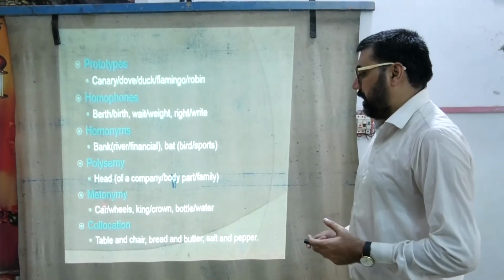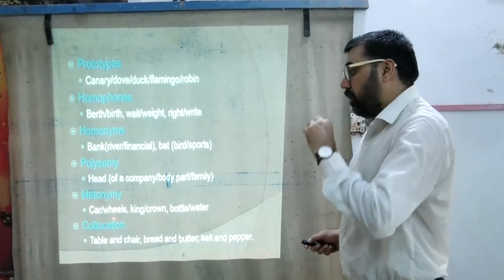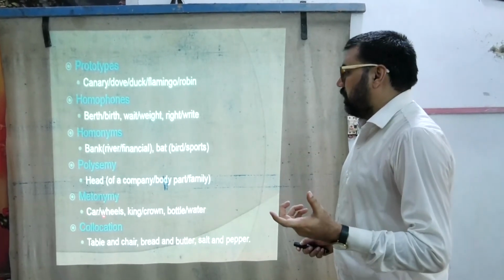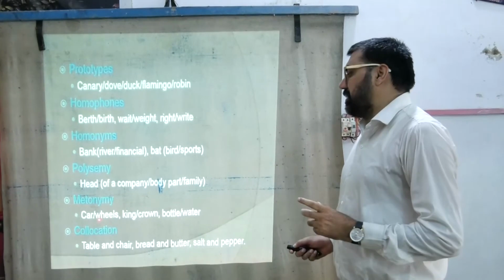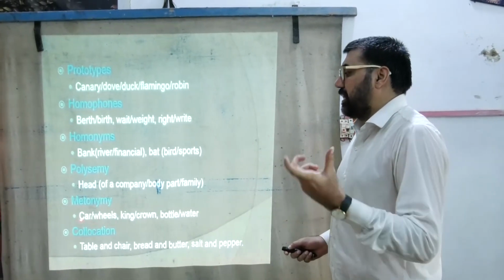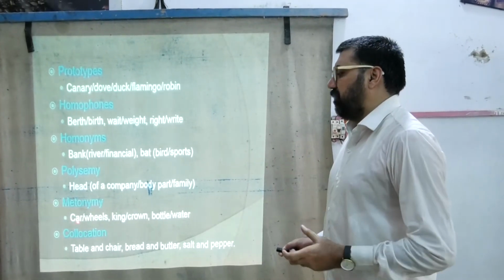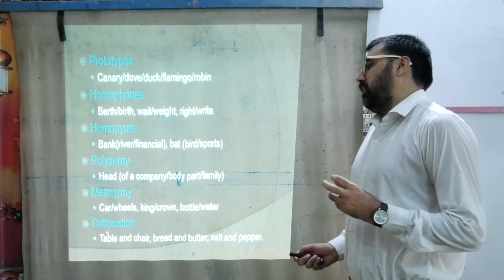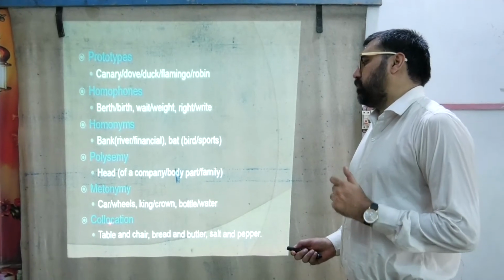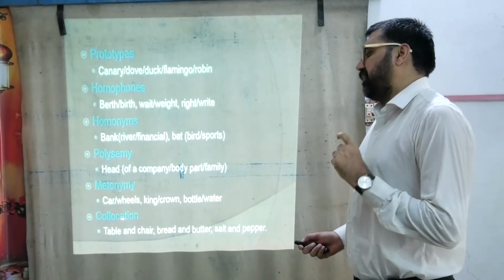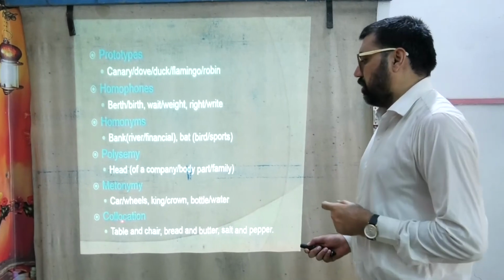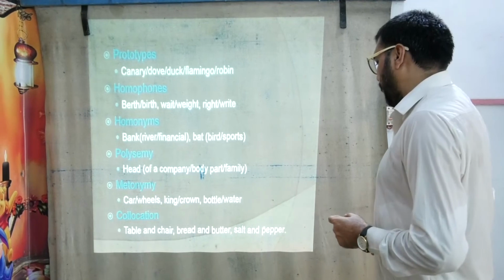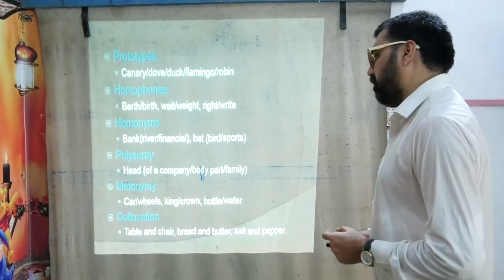Like here, car and wheels. Car is going fast. Here we can't say that wheels are spinning fast. We can say the car is moving fast. Collocation means a relationship between words that frequently occur together. Table and chair, bread and butter, salt and pepper, these are all examples of collocation.